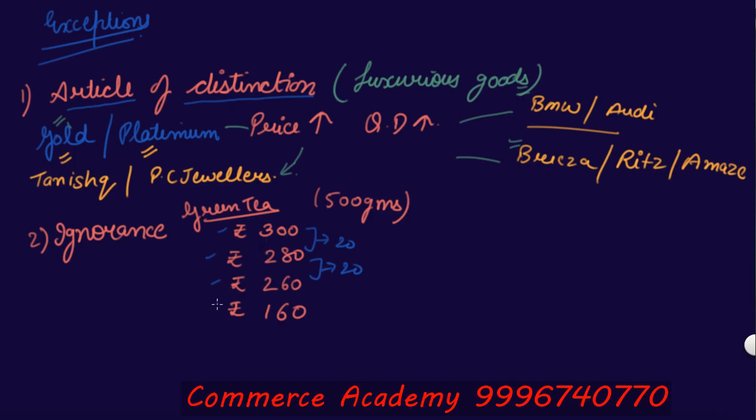If there is an XYZ brand whose 500 grams of green tea is at just 160 rupees, what will you assume in your mind as a customer? You will definitely assume that this company is sacrificing some of the quality. They might not be giving you very good quality. So you will be ignoring this, and you will buy either of these. So this is the ignorance where the law of demand does not hold.